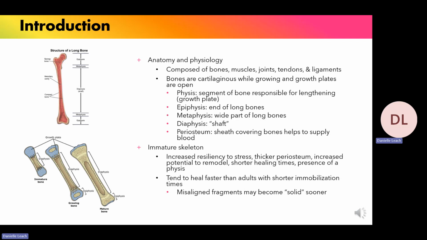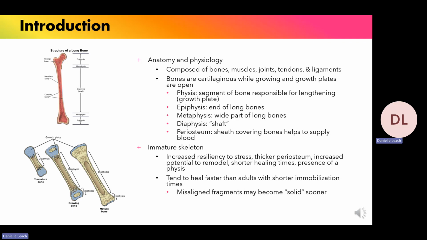An immature skeleton, or basically when we have children, their skeletons are immature. It can actually be a little advantageous for them because they have an increased resiliency to stress. The periosteum is thicker in a child's bone, so more blood supply going to it because it is growing. They have an increased potential to remodel and shorter healing times. So if they break a bone, usually they heal faster and they have shorter immobilization times. So they would need to be in a cast for a shorter period of time.